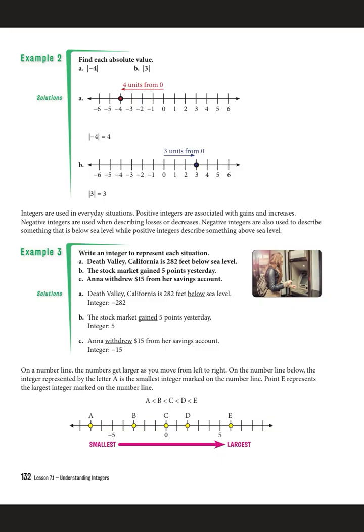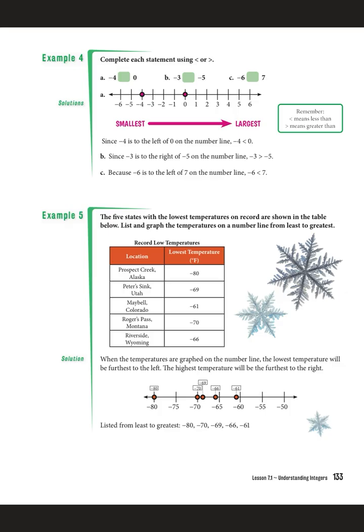On a number line, the numbers get larger as they move from left to right. On the number line below, the integer represented by the letter A is the smallest integer marked on a number line. Point E represents the largest integer marked on this particular number line. Next page. Now, on example number 4, it says complete each statement using the less than or greater than sign.